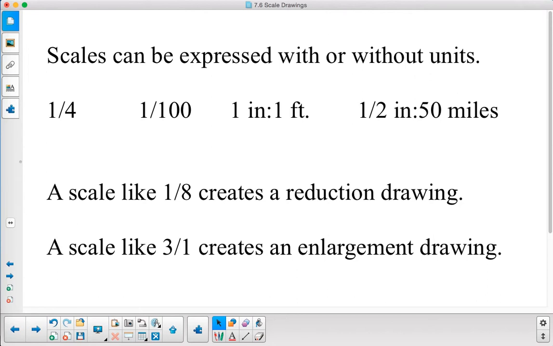Now, in what situation would you be drawing a bigger picture? Well, it might be that you're drawing what you see in the microscope in science class, or it might be enlarging a piece of jewelry to show the details that are in there. So something that's small that you need to look at in a bigger format. So scales could go either way.